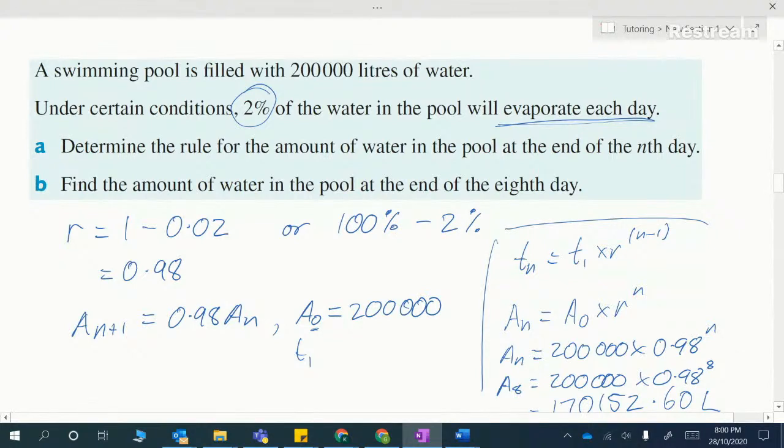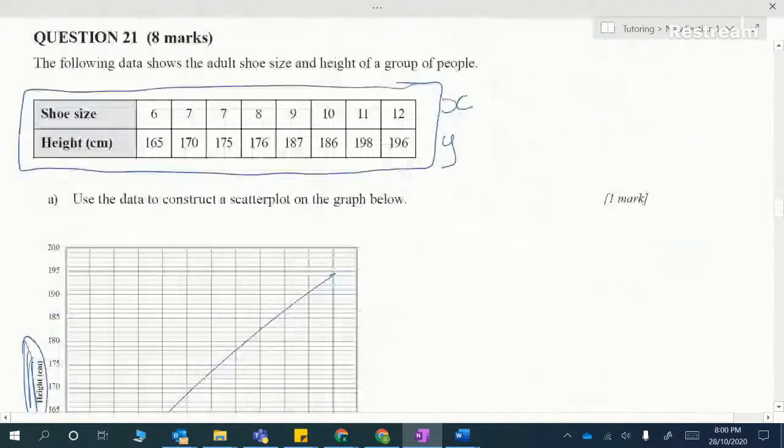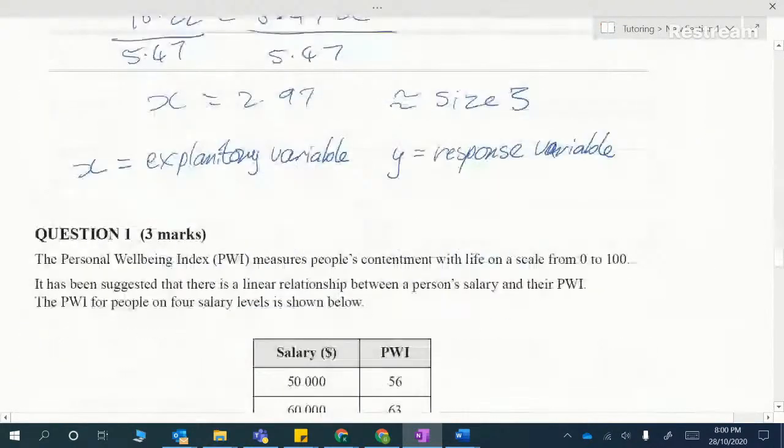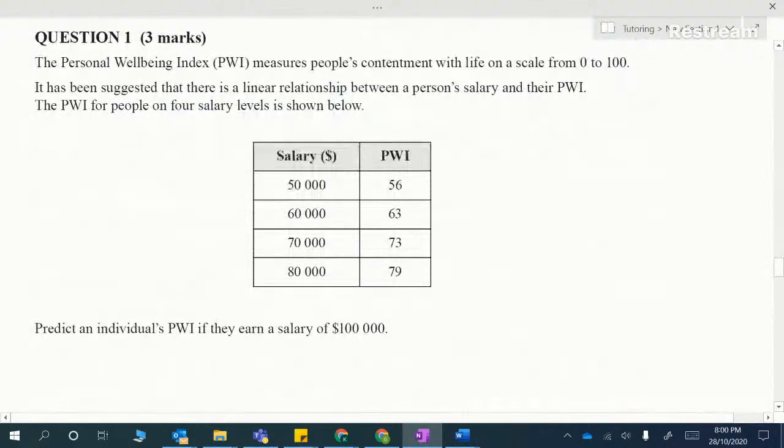If it's growth, you want to add the percentage to 1. If it's decay, you want to take the number away from 1. Okay, so hopefully that clears things up a little bit. It is admittedly quite tricky to get your head around, but fingers crossed we can pick up some marks either way.